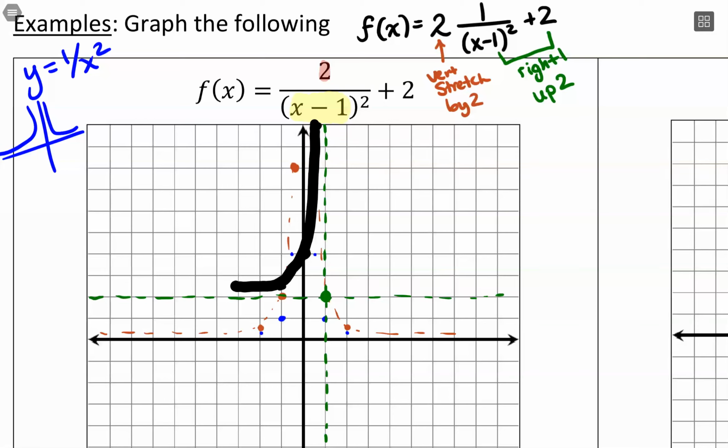So we'd have something like this. And same thing on the other side. Just following those key points and making sure you don't cross those asymptotes.